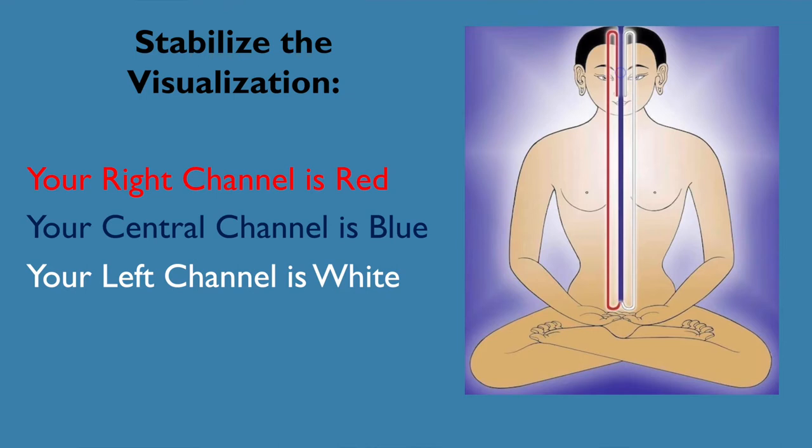Your central channel is blue. And imagine that it starts between the two eyebrows. Think that there's an opening there. Even though it's not the same type of opening as a nostril, picture it there at your third eye. The central channel then continues up to the crown of the head and then curves down in alignment with the spine, just slightly in front of it, all the way down to four finger widths below the navel.